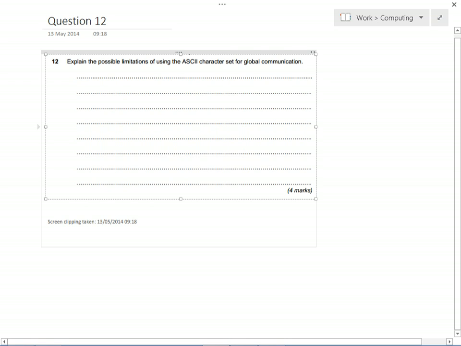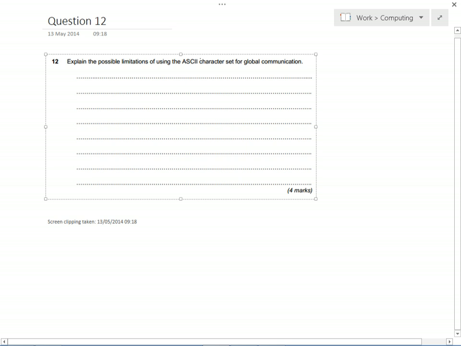So in this question we need to be able to understand what ASCII is, what it's used for, and some of the possible limitations of it. There are 4 marks available, so you should be writing 4 points, possibly 5 just to be safe. So first of all, ASCII stands for American Standard Code for Information Interchange.